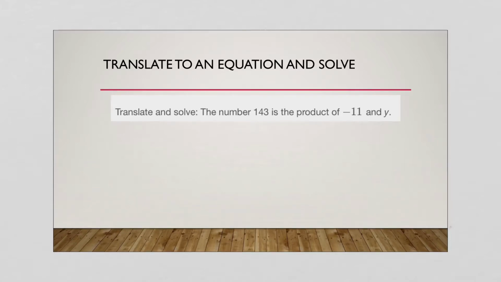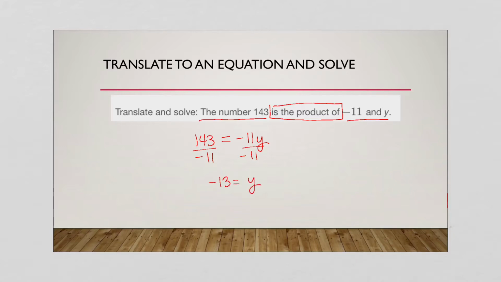Alright, so now we're going to translate and then we're going to solve. So the number 143 is the product of -11 and y, because product means multiply. So now we're going to divide both sides by -11, and we get -13. And so now I can check that out and see if it actually works.